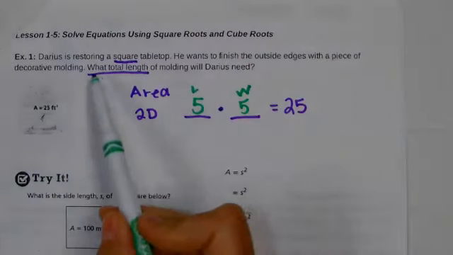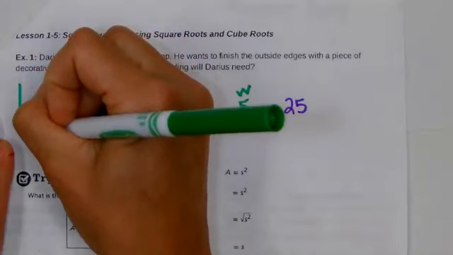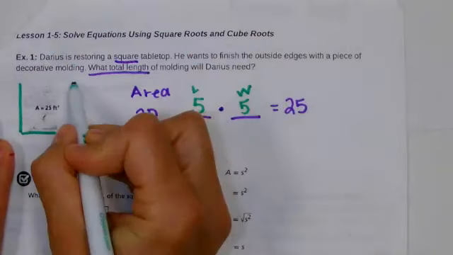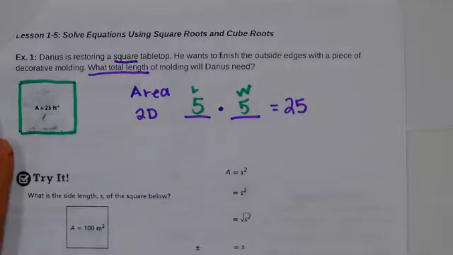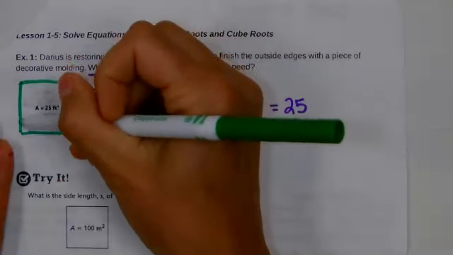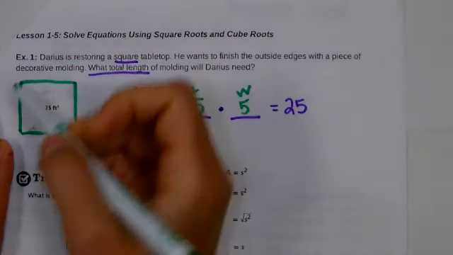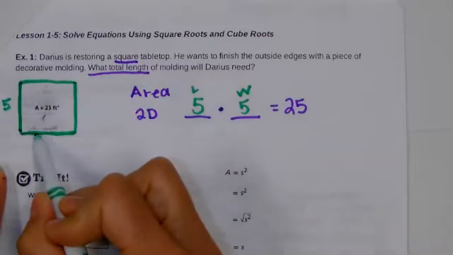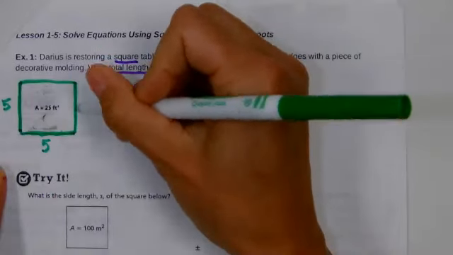So that's the first part. Now it says, what total length of molding will Darius need? He's going to put it around this whole entire square tabletop, right? So my question for you is, how many sides is he going to need to cover around the whole tabletop? This is a piece. This is a piece. This is a piece, and this is a piece. What length is my first piece? 5. What length is my second piece? Also 5.